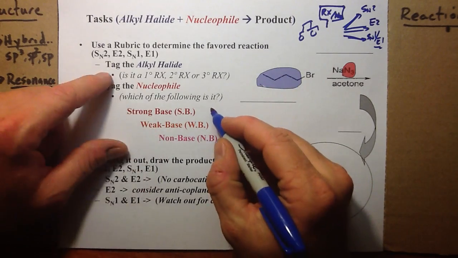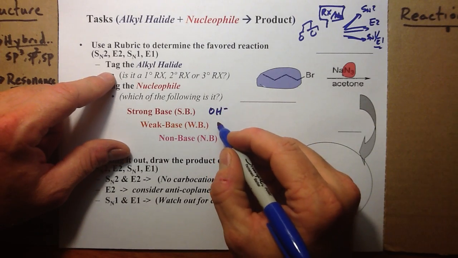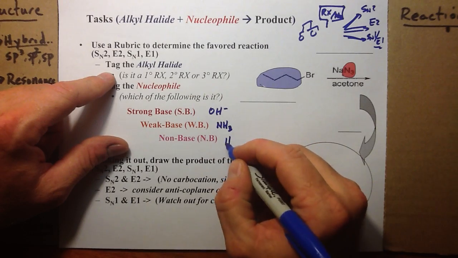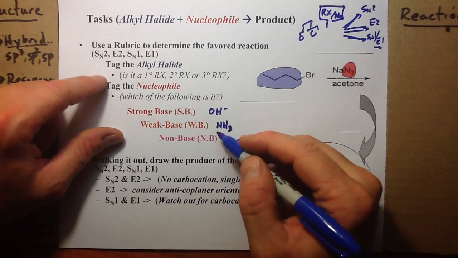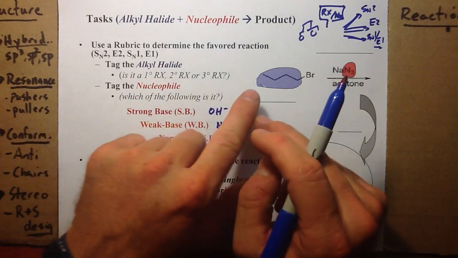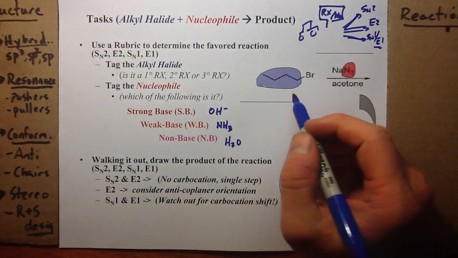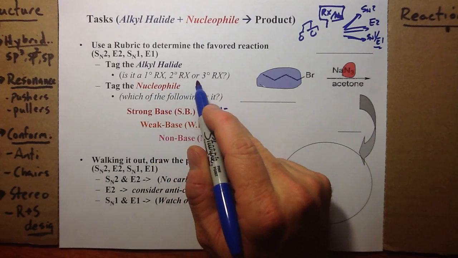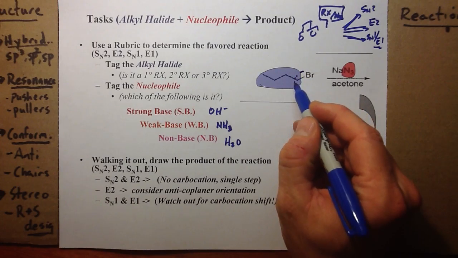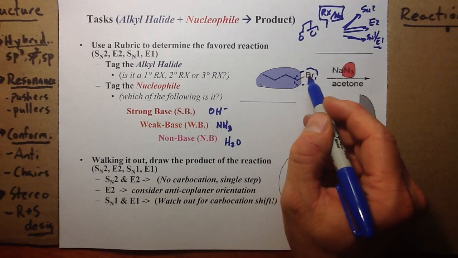So examples of this would be hydroxide, a weak base would maybe be ammonia, and a non-base might be water. So weak base, non-base, and strong base. The alkyl halide, we can tag that as primary, secondary, or tertiary by circling the carbon-halogen bond.